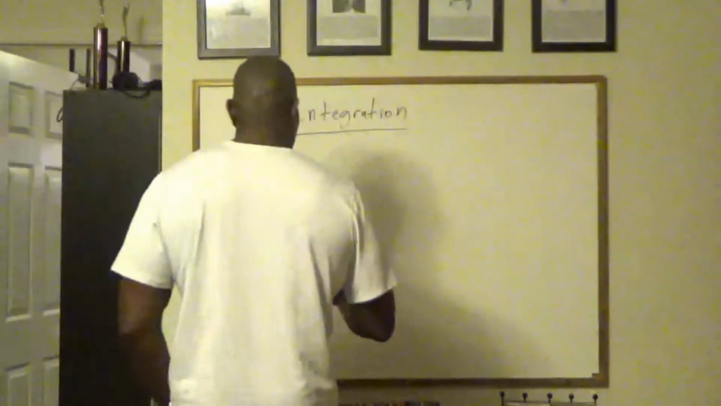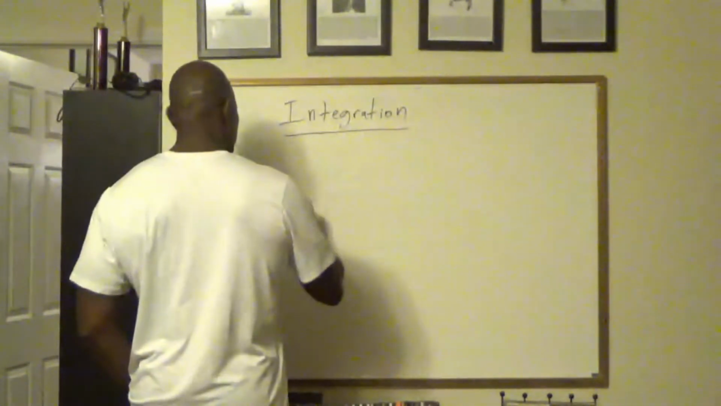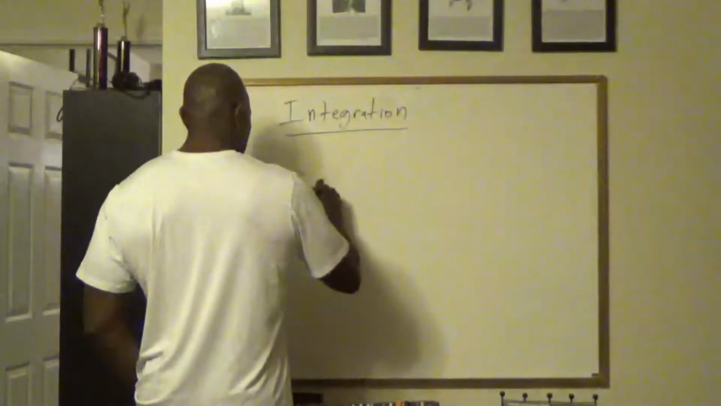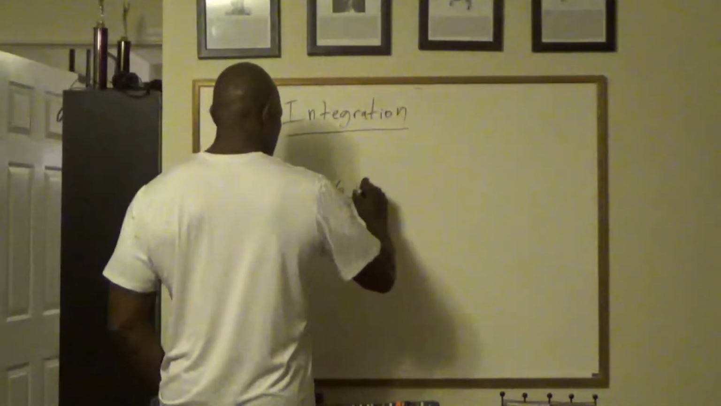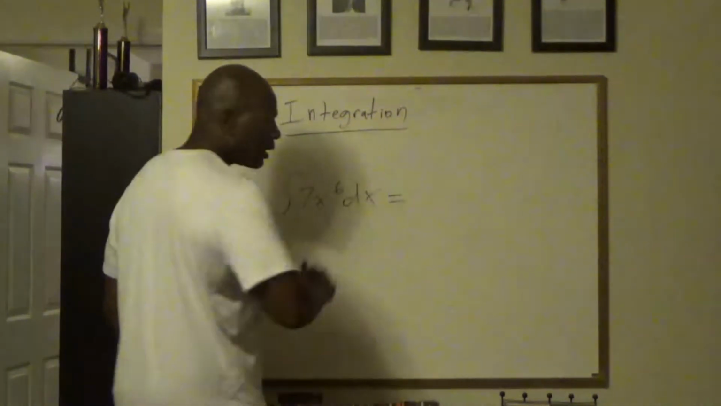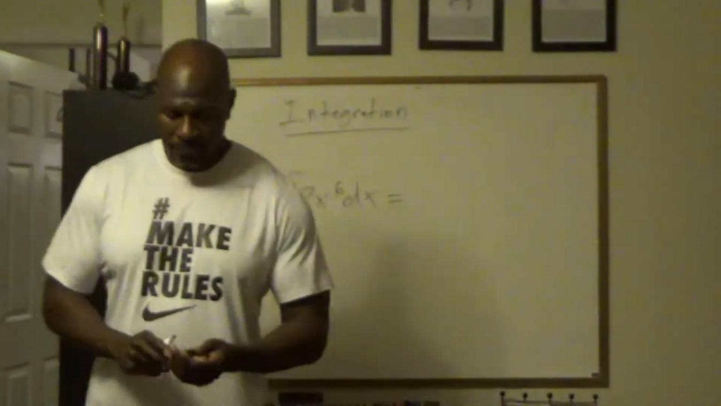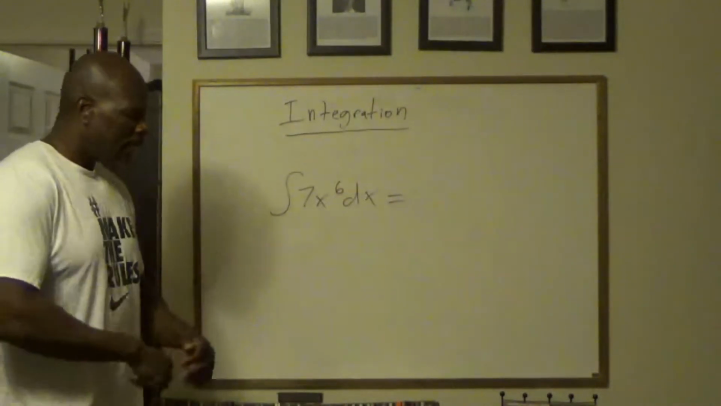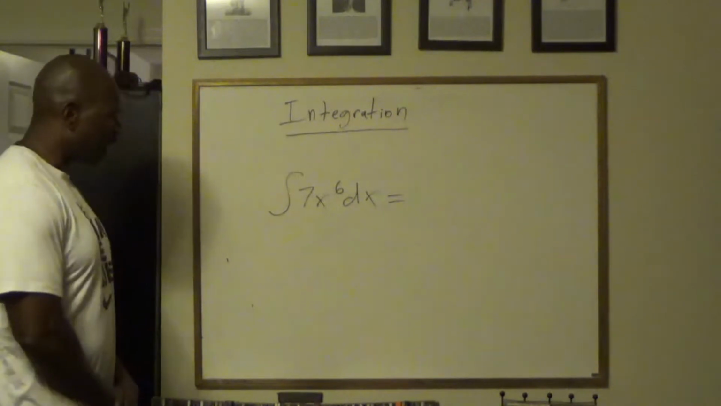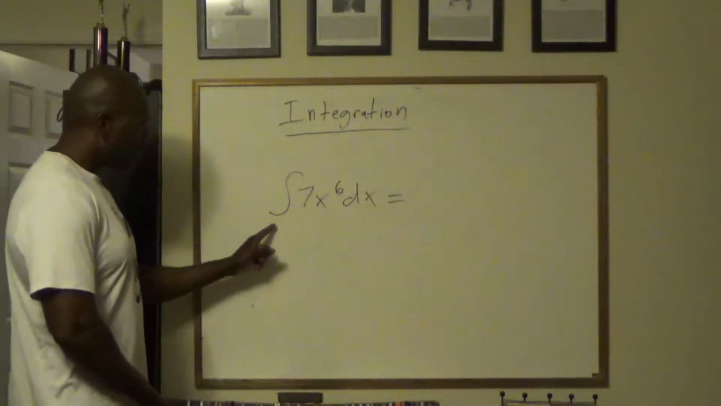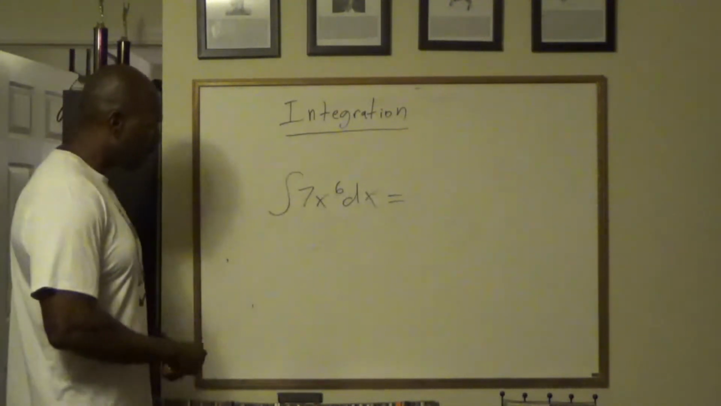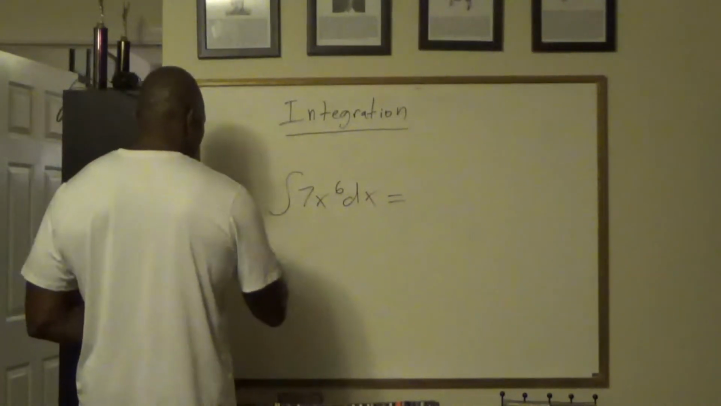So here is an example. So I'll take the integral of 7x to the 6 dx. I'm going to find that answer. All right. Now I want to point a few things out. This strange looking symbol here is called an integral sign.